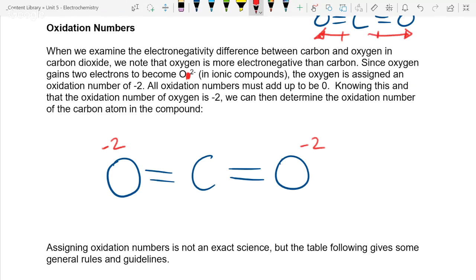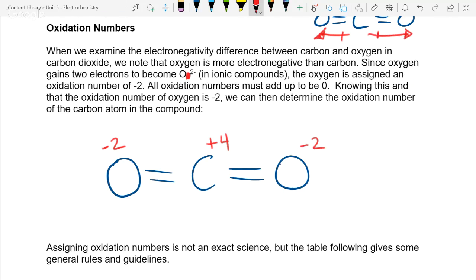But overall, does this thing have a charge? Is carbon dioxide charged? No. So it's overall got to be neutral. So if the oxygens are both -2, what must be true about the carbon? Yeah, it must have what we call an oxidation number of +4.